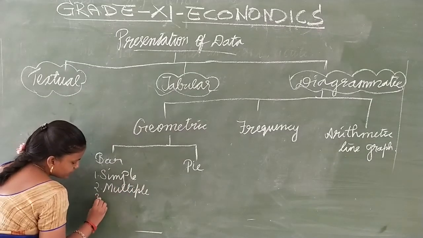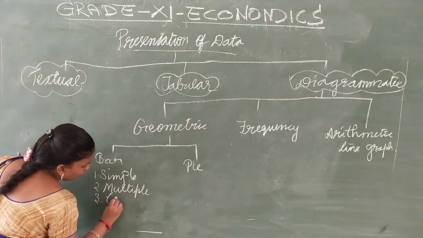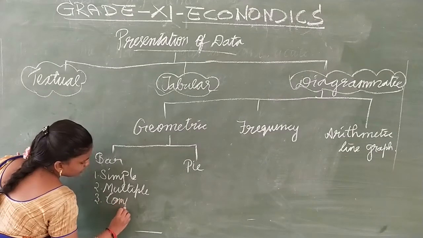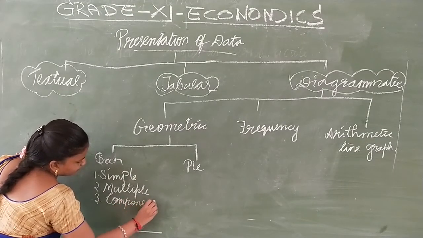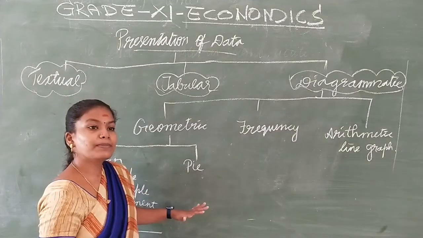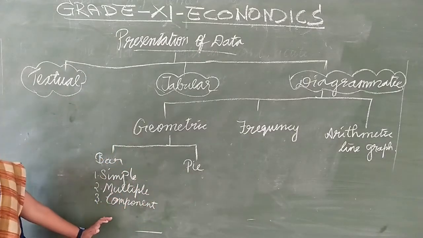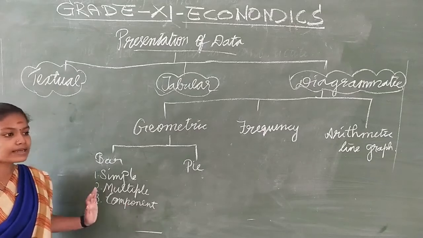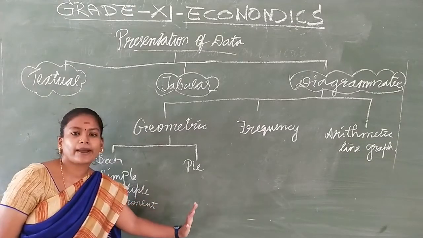And we have discussed the component bar diagram. Alright children, then the pie diagram. What is a pie diagram? Another form of the component bar diagram is given as the pie diagram.